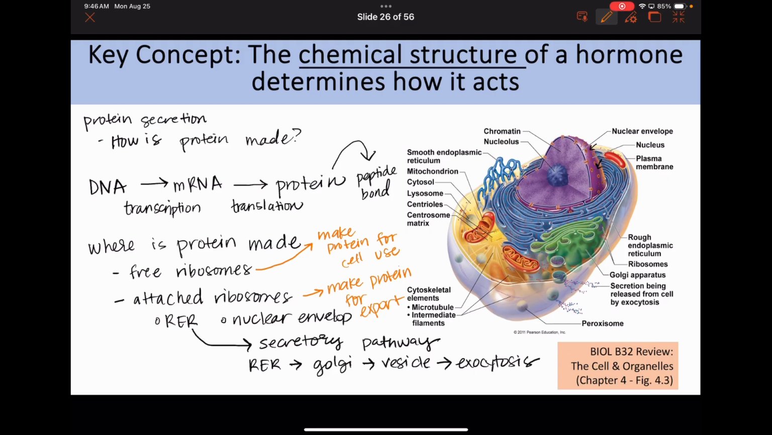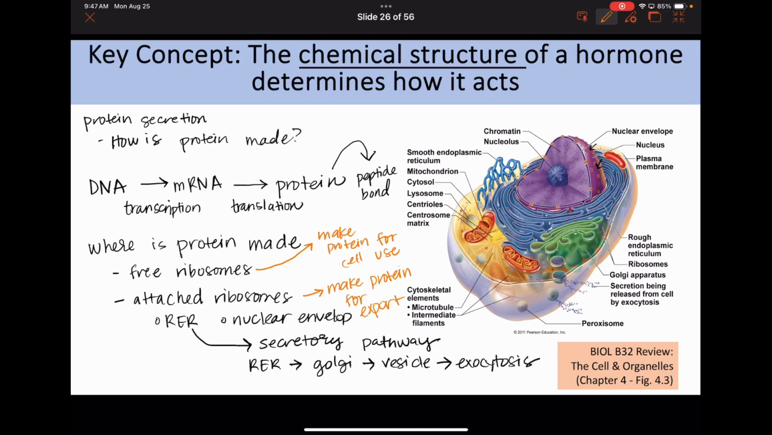So our attached ribosomes are the ones that are going to be making the amino acid based hormones that we talk about later. All hormones are either going to be made from protein or from lipids. The ones made from protein are made by these attached ribosomes because they will be exported out of the cell and enter the bloodstream to find their target cell.